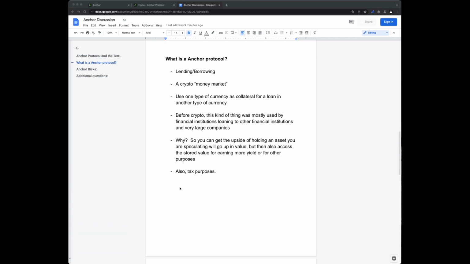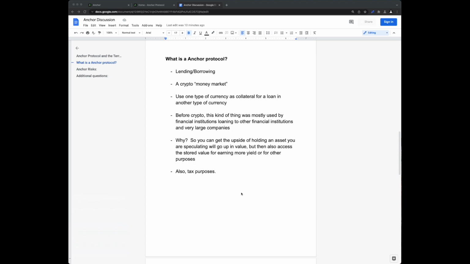Additionally, there's also tax purposes here. If you're in the U.S., then the U.S. tax code says that if you hold something and the value of it goes up, as long as you don't sell it, you don't have to pay taxes on the increase in value. It's capital gains, right? You only pay capital gains tax when you make a sale. So you can borrow against something and get access to the value stored in it without needing to sell it and therefore have a taxable event.